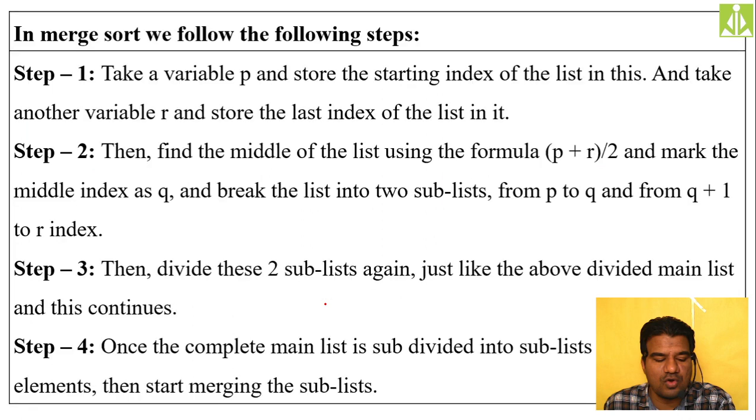So the same steps in the algorithm we are discussing over here. Take a variable p and store the starting index of the list in this, and take another variable r and store the last index of the list in it. So p plus r divided by 2, every time you do like that, and divide your big list into two sub portions.